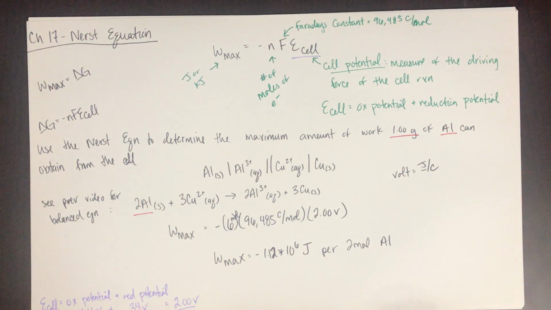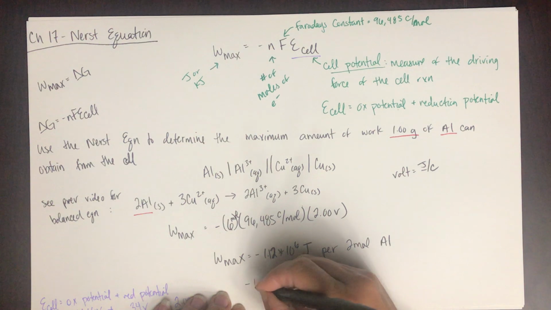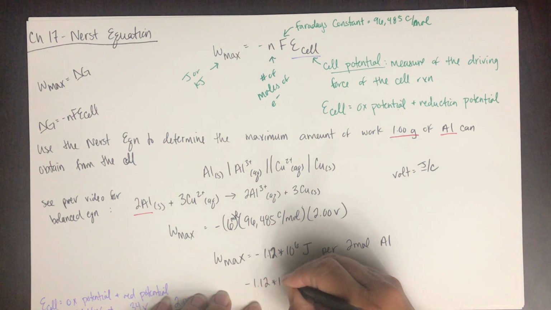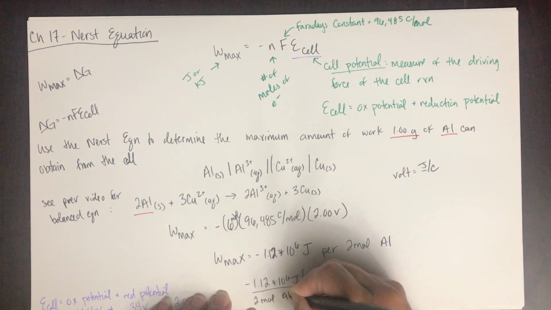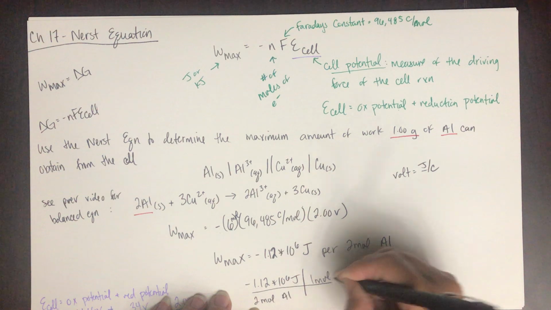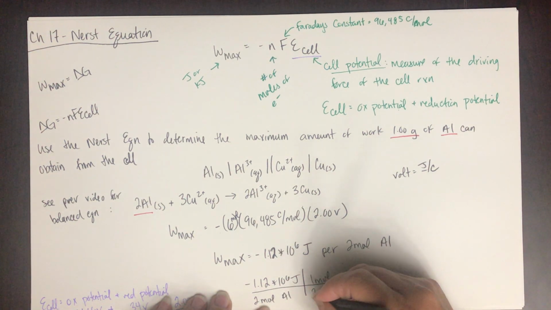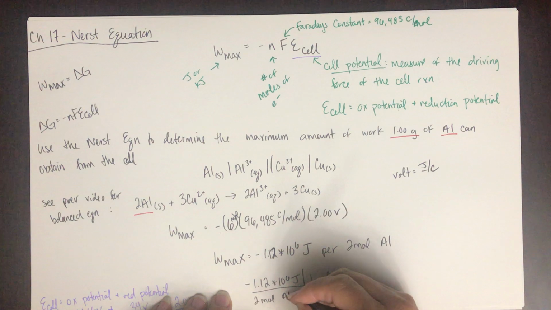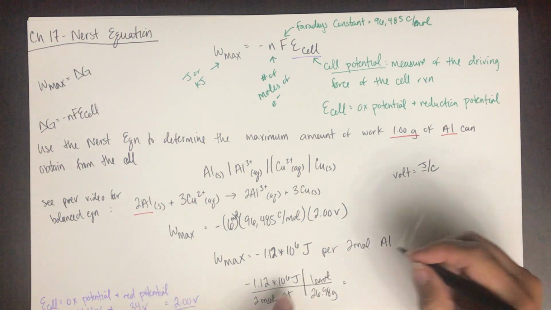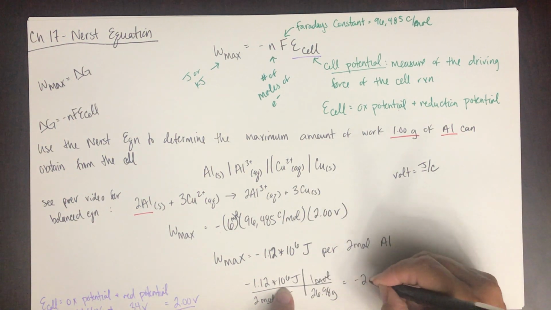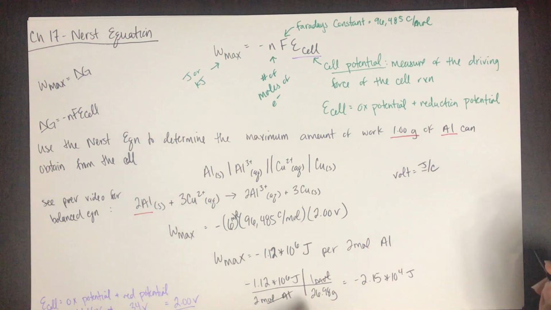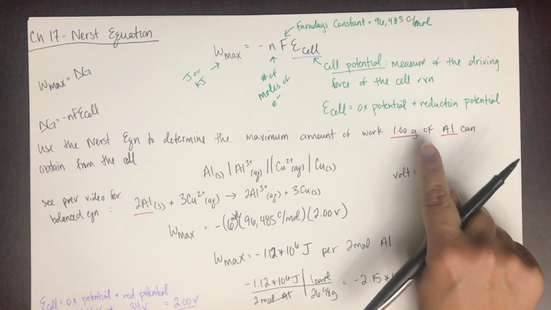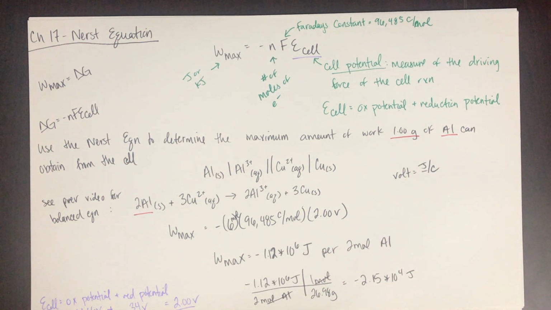So we need to do some dimensional analysis. You could do this however you want. The way that I would do it is I would say -1.12 times 10 to the 6th joules per 2 moles of aluminum. 1 mole of aluminum from the periodic table tells me is 26.98 grams. Moles of aluminum will cancel, and my answer is going to be -2.15 times 10 to the 4th joules of energy for 1 gram of aluminum.